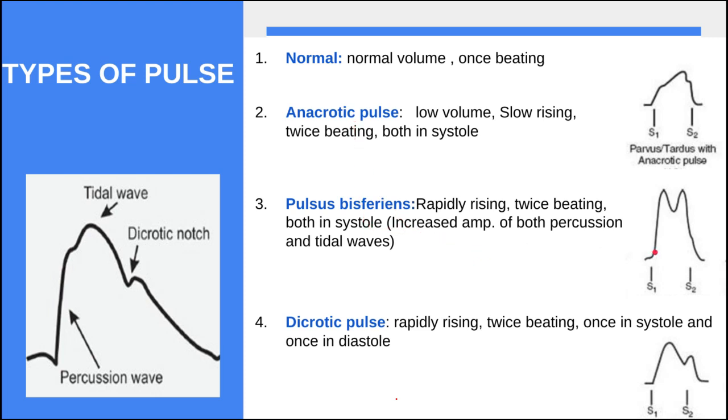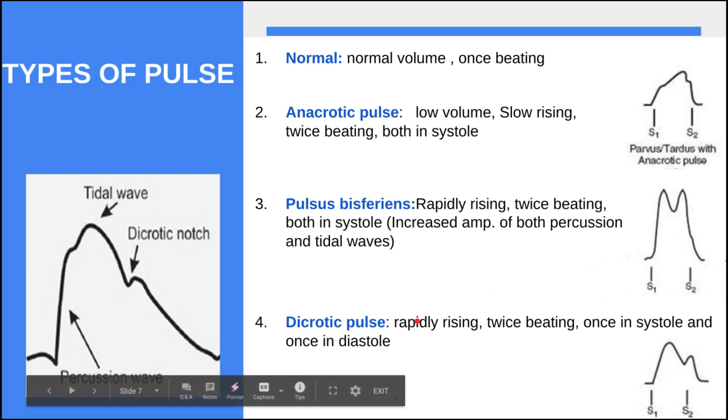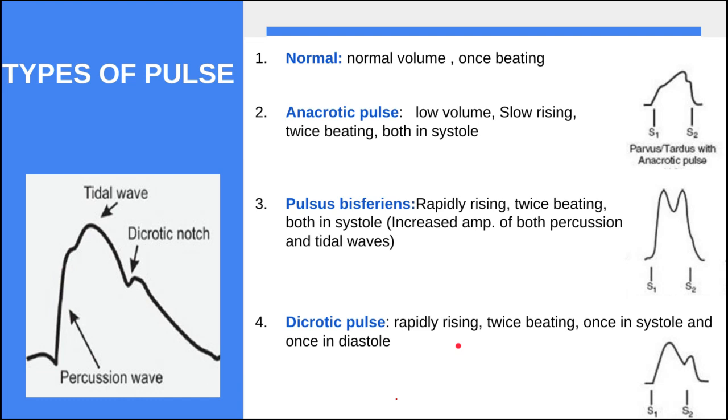Difference between anacrotic and pulsus bisferiens is: pulsus bisferiens is rapid rising and large volume pulse, whereas anacrotic is slow rising and small volume pulse. Then dicrotic pulse is rapid rising, twice beating, with one peak in systole and one peak in diastole. This is also a small volume pulse. So dicrotic pulse appears.